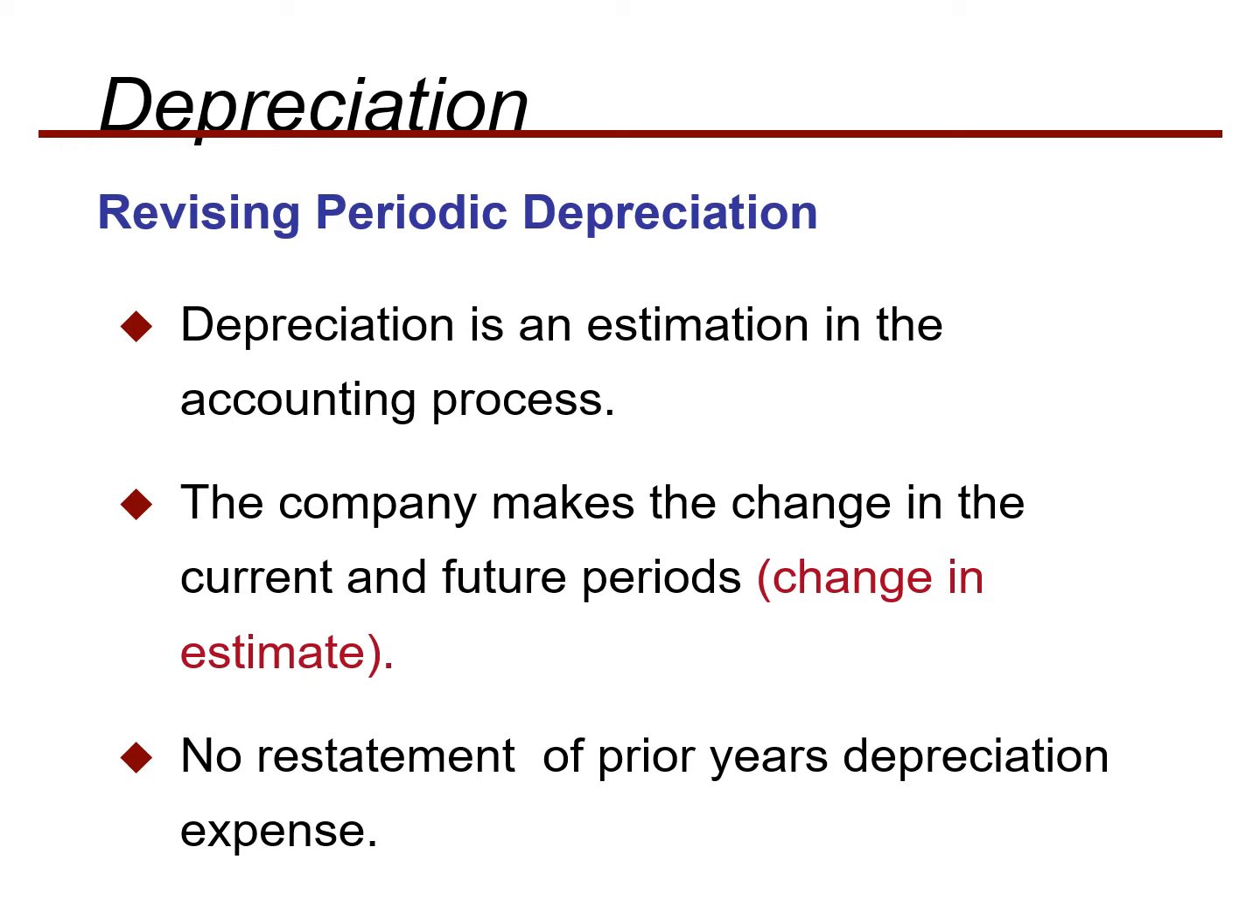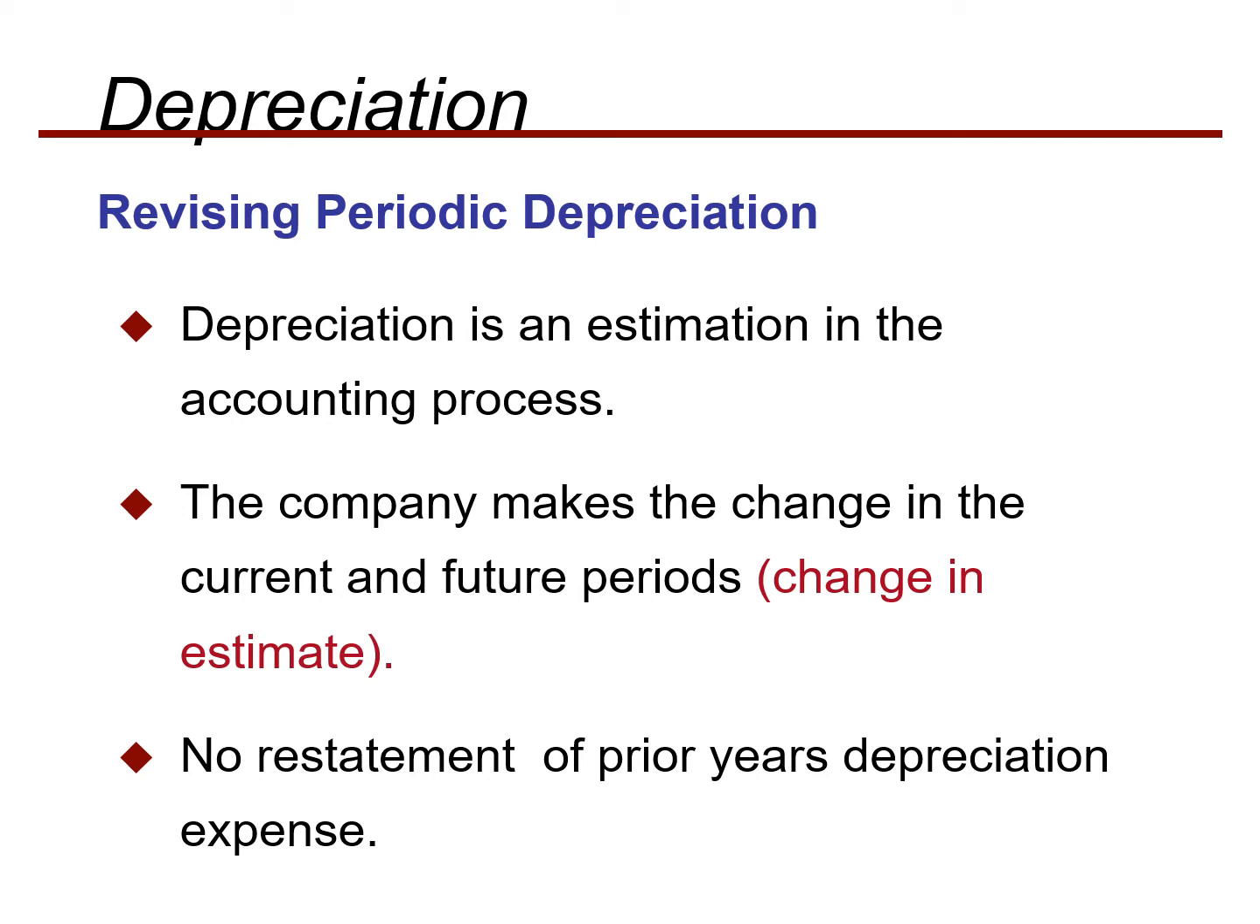Another issue regarding the depreciation method is that you can revise periodic depreciation. For example, if you think you can use a certain asset for 7 years, most of the things used in accounting are based on assumptions. So it might be possible that you think you can use a certain asset longer than you estimated its useful life at the very early stages. In this case, you can revise your periodic depreciation. So depreciation is an estimate in the accounting process.